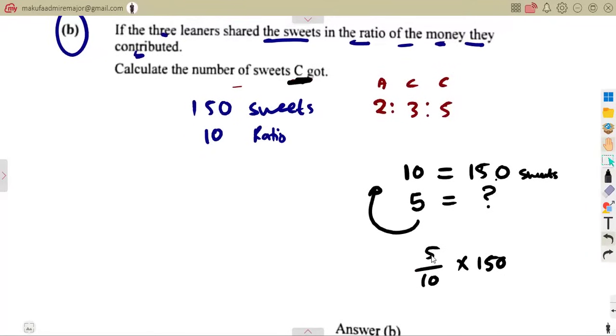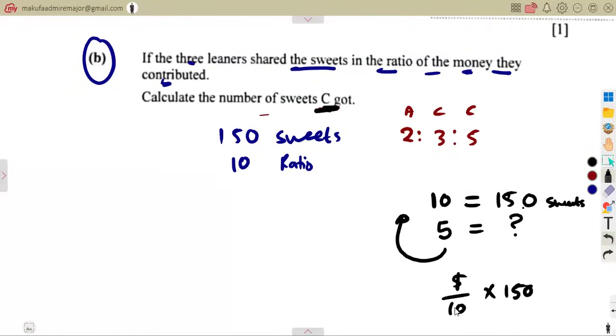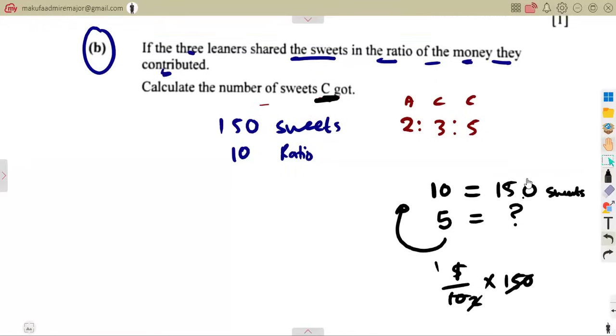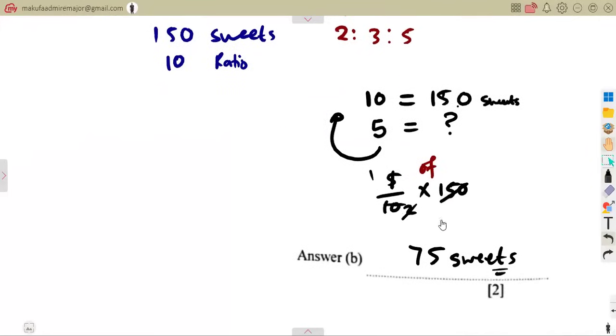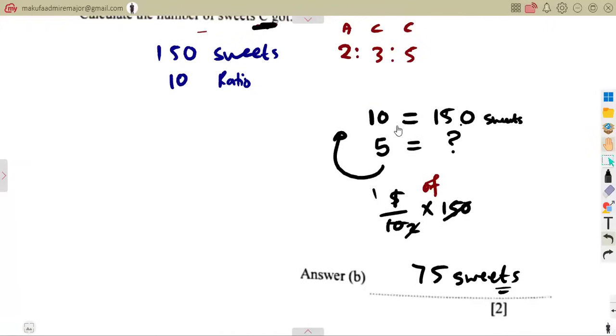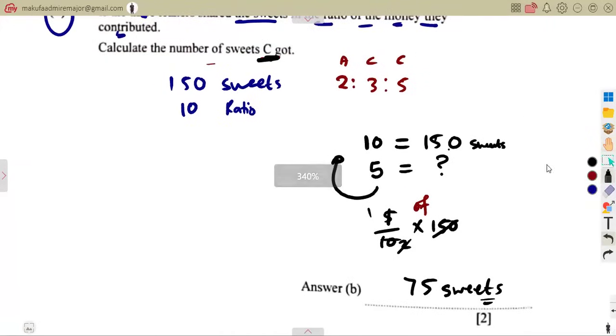So that is simply 5 over 10, guys, is simply a half, 1 over 2. So that is half of 150, which is 75. If you're saying 1 over 2 times 150, that is half of 150, which is 75. So meaning to say, C got 75 sweets in this case. That was the concept of this question. We are working with the ratio. So if it was B, you consider the part where B is. This is A, B, C. The part where B is, which is 3. If it is A, it is 2. So you consider the letter that you're given and its value.